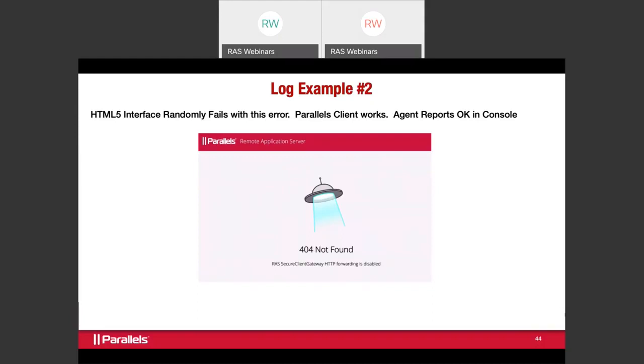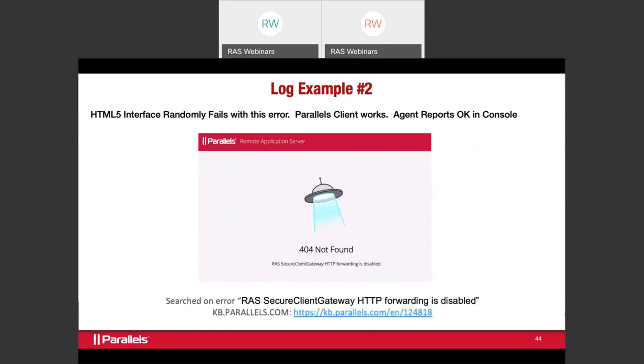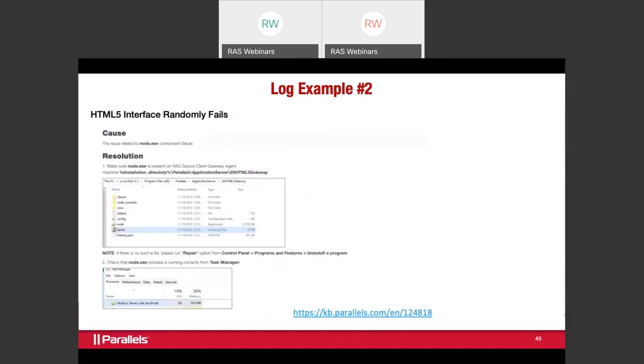So I took a little bit of a shortcut on this one. I actually grabbed that error at the bottom. 404 not found is not helpful, but "RAS Secure Client Gateway HTTP forwarding is disabled." And I plugged that into our online knowledge base, and what do you know? I came up with a knowledge base article. So I go to the knowledge base article and see what's going on, and it says, oh, well, you got this component called node.exe, and it should be running in Task Manager and present on the server. Okay. So I went and took a look at both my gateways. Gateway one was fine. But gateway two, guess what?